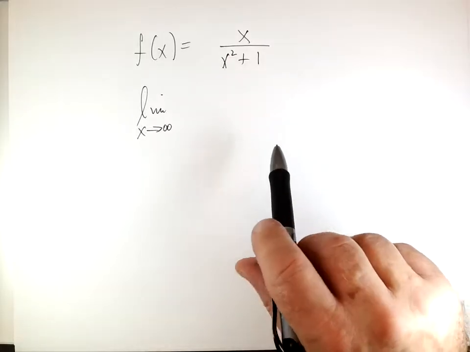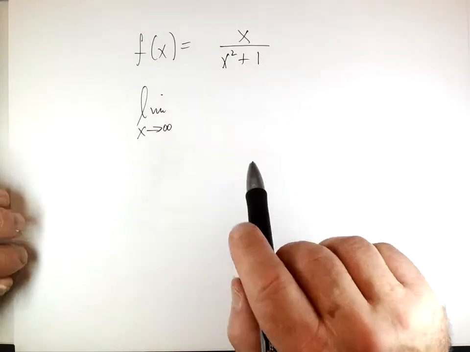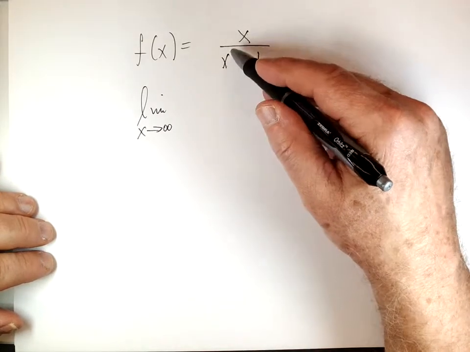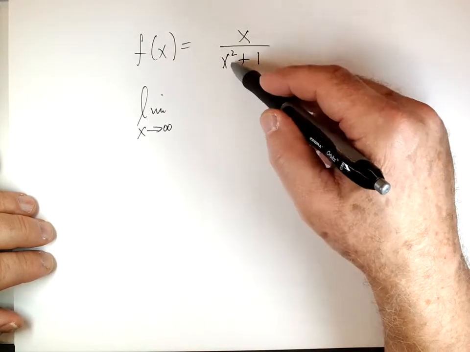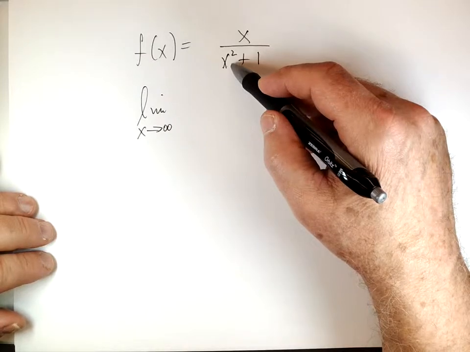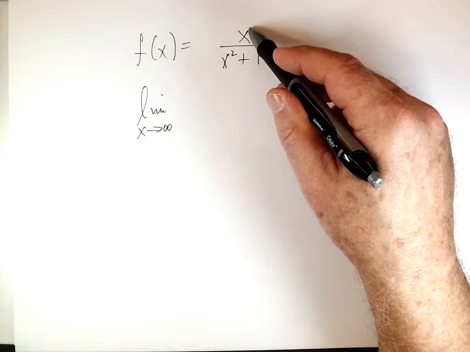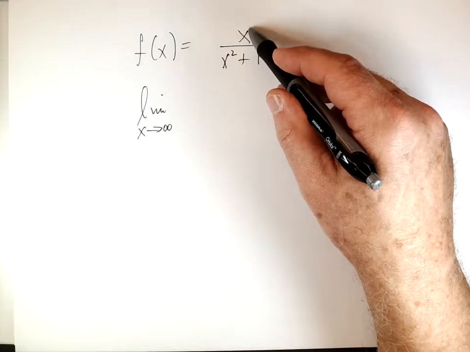Infinity. Let's do the positive infinity first. Now, what I just said was the degree of the denominator is greater than the degree of the numerator. This limit should be equal to 0, because the denominator is increasing faster than the numerator, and these things will go to 0.